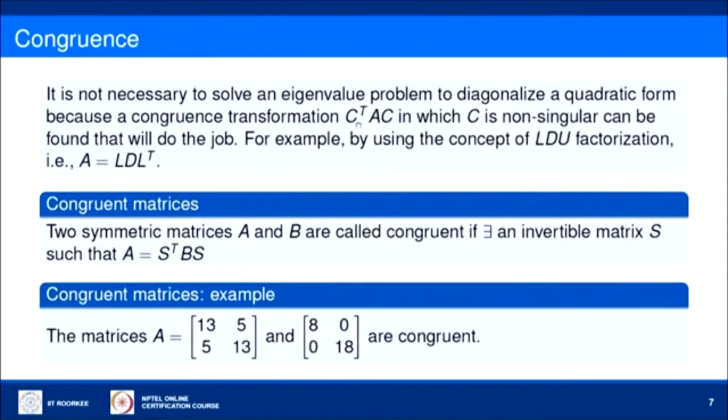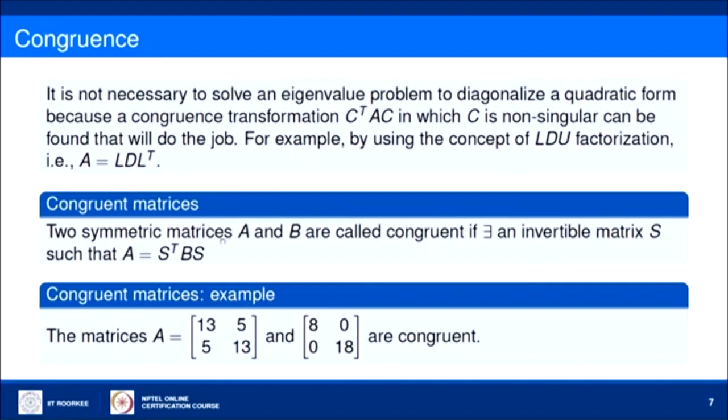So, an alternative is a congruence transformation C transpose A C, in which C is non-singular, that can do the same job. For example, by using the LDU factorization, and since here in the quadratic form A is a symmetric matrix, we can always write this matrix U as L transpose. So, I can write A equals L D L transpose, which is a congruence transformation C transpose A C, where L equals C.